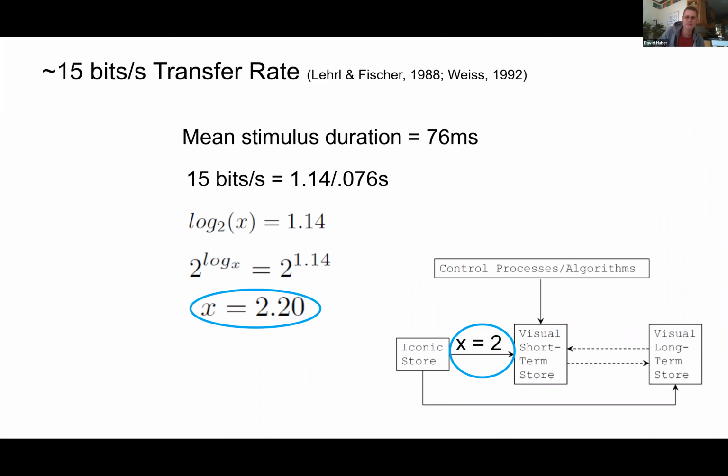Can I ask a question before you go on? Yes. So if the data are largely consistent with 2 items from the second display, how does that rule out iconic persistence? Couldn't it be that there's iconic persistence from the second display and you grab 2 of them?